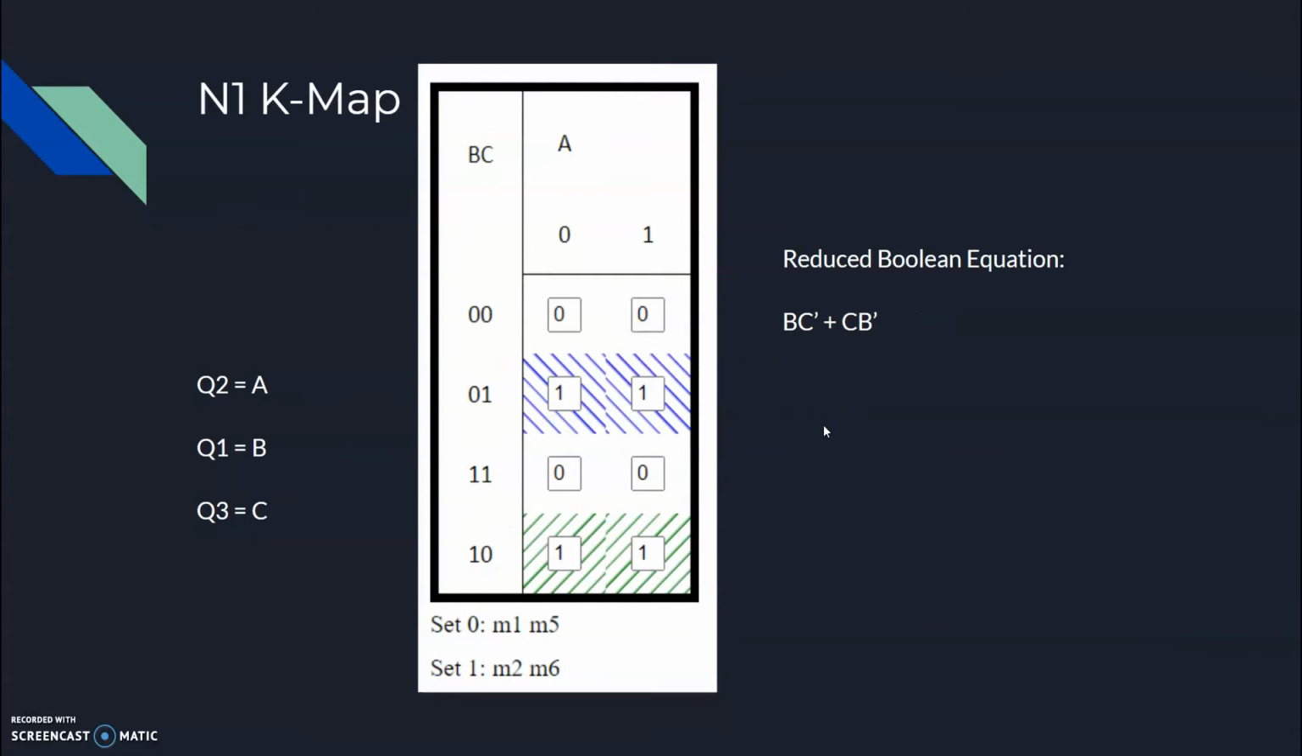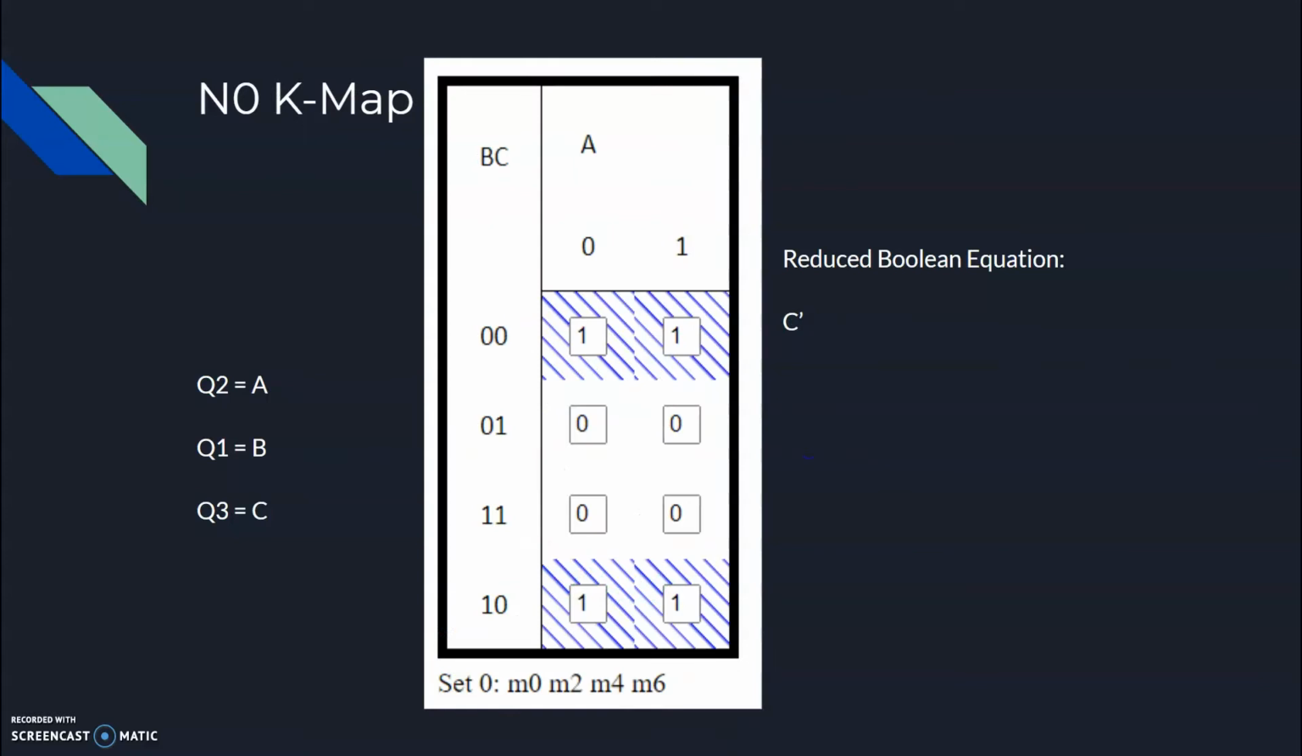The next bit is, as shown, we get two loops for a reduced Boolean equation of B and C naught, or C and B naught. The least significant bit has a top and a bottom row, and these can be looped around to make one larger square, which gives us the reduced Boolean equation of C naught.